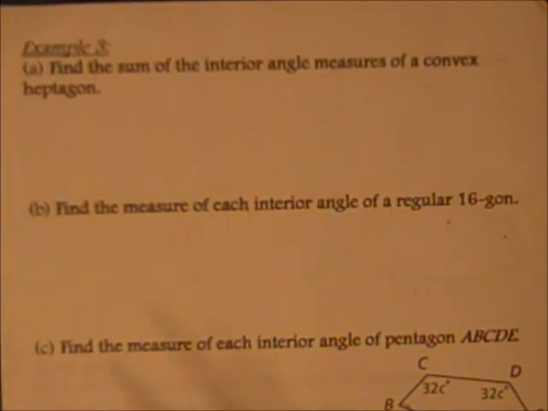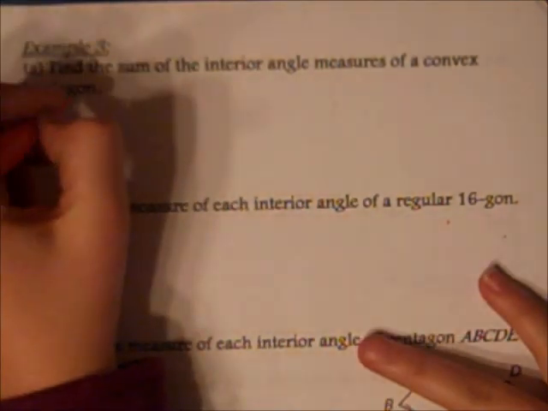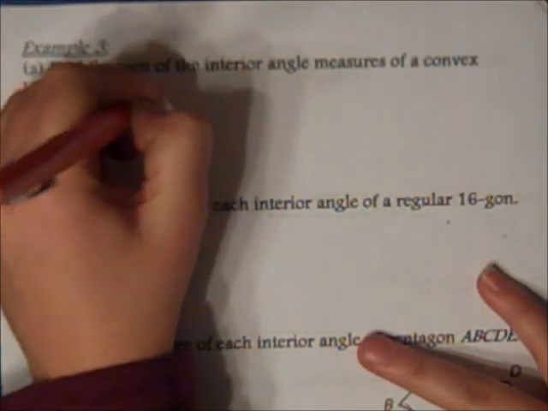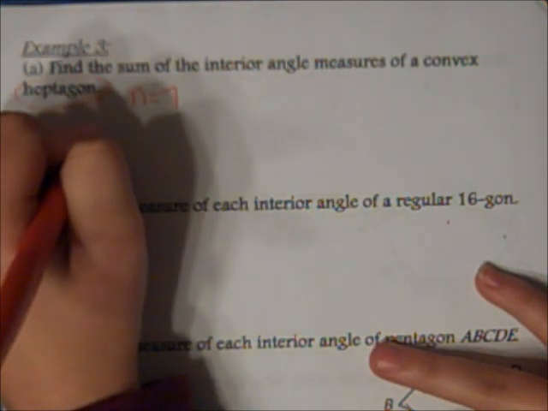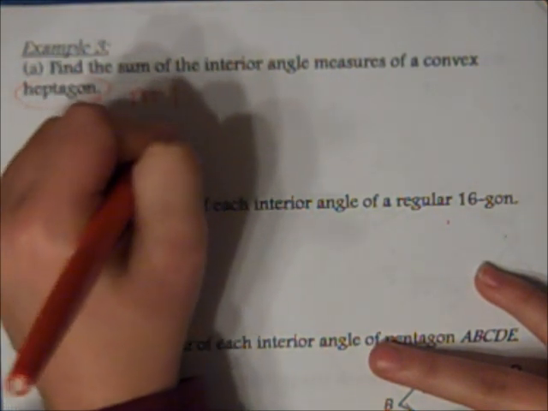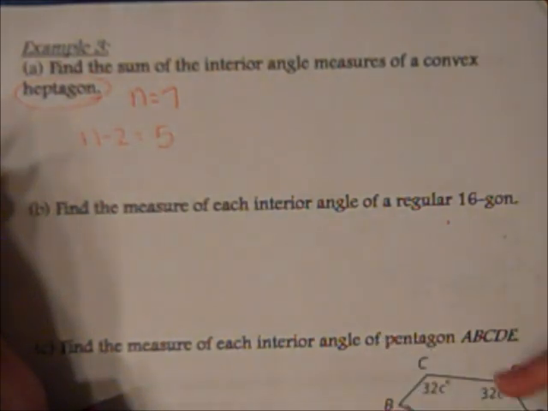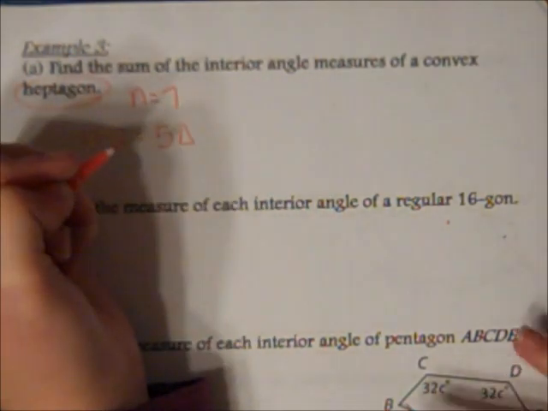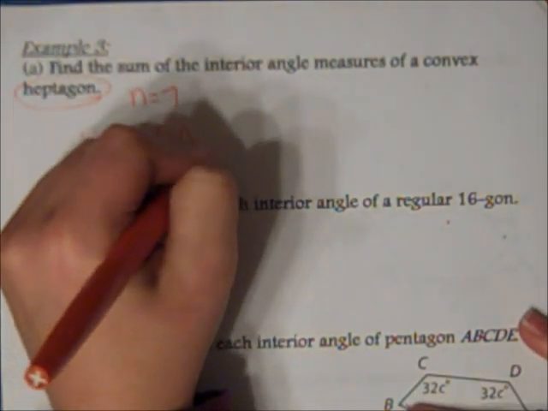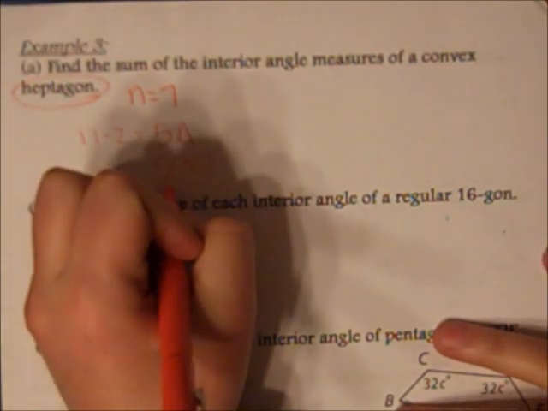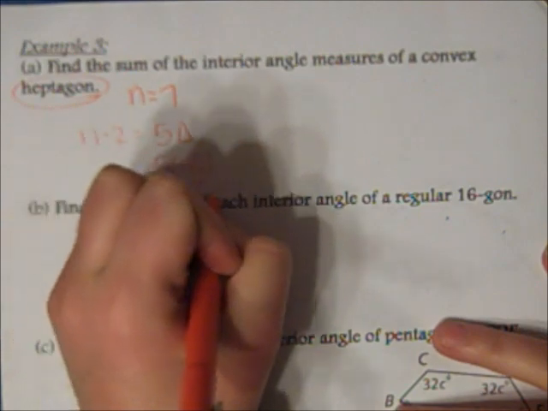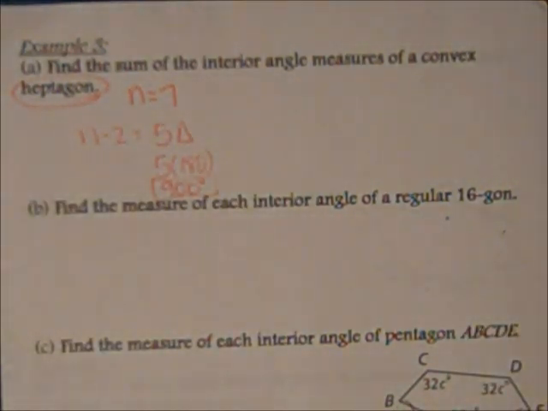Alright, so find the sum of the interior angle measures of a convex heptagon. So a heptagon has 7 sides. So we're going to plug that into our formula. If it has 7 sides, that means it has 5 triangles when I draw those in. And then I know there are 180 degrees in each triangle. So that means a heptagon has 900 total degrees in it.